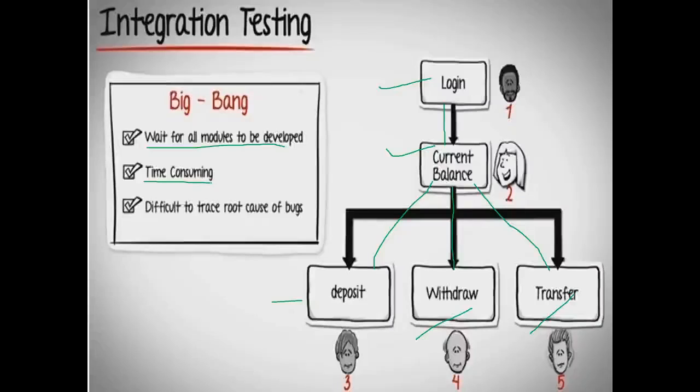In earlier methods we have seen that whenever modules are completed, we start combining them and perform integration testing. But here we have to wait. It is difficult to trace the root cause of bugs. As we wait for all the modules to be ready and test all together, we may not be able to detect exactly where the error is: in the component module, or in the flows or interfaces.